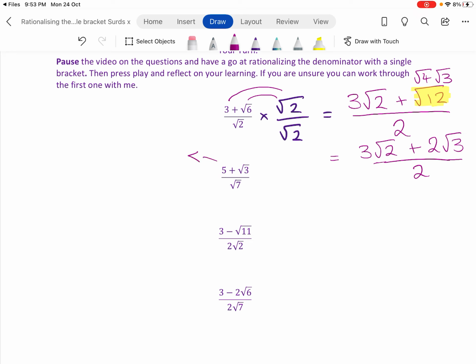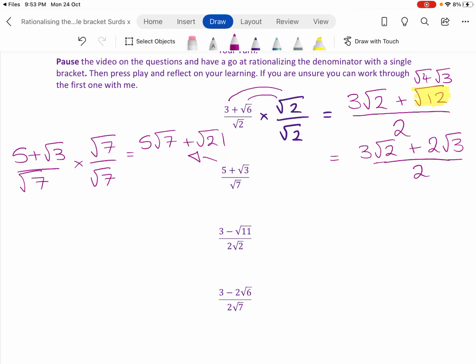For the next question, I'm going to do it over here. We are going to do 5 plus root 3 over 7 times root 7 over root 7. We're going to get 5 root 7 on the numerator plus root 21 over 7 on the bottom. Now, does this simplify? We know 21 is 3 and 7 and 1 and 21. This does not simplify, so we are finished there.